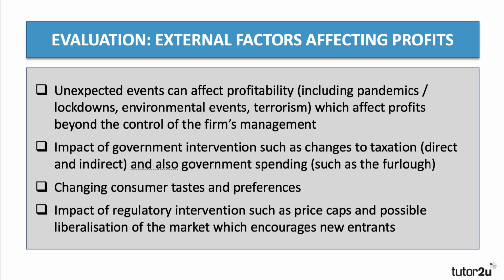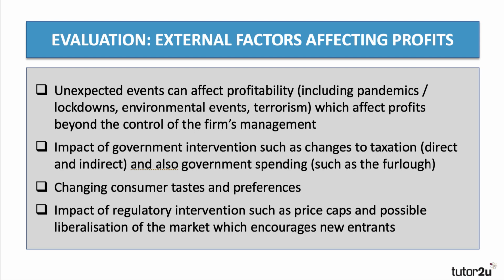And then we think about the impact of government intervention. Indirect taxes can affect profitability, such as VAT or carbon taxes or the sugar tax. Direct taxes affect the disposable incomes of consumers and their purchasing power and their spending. And government spending can also affect profitability, in particular during the pandemic, of course. The government financial support, including the furlough scheme, was made available to tens of thousands of businesses in the UK.